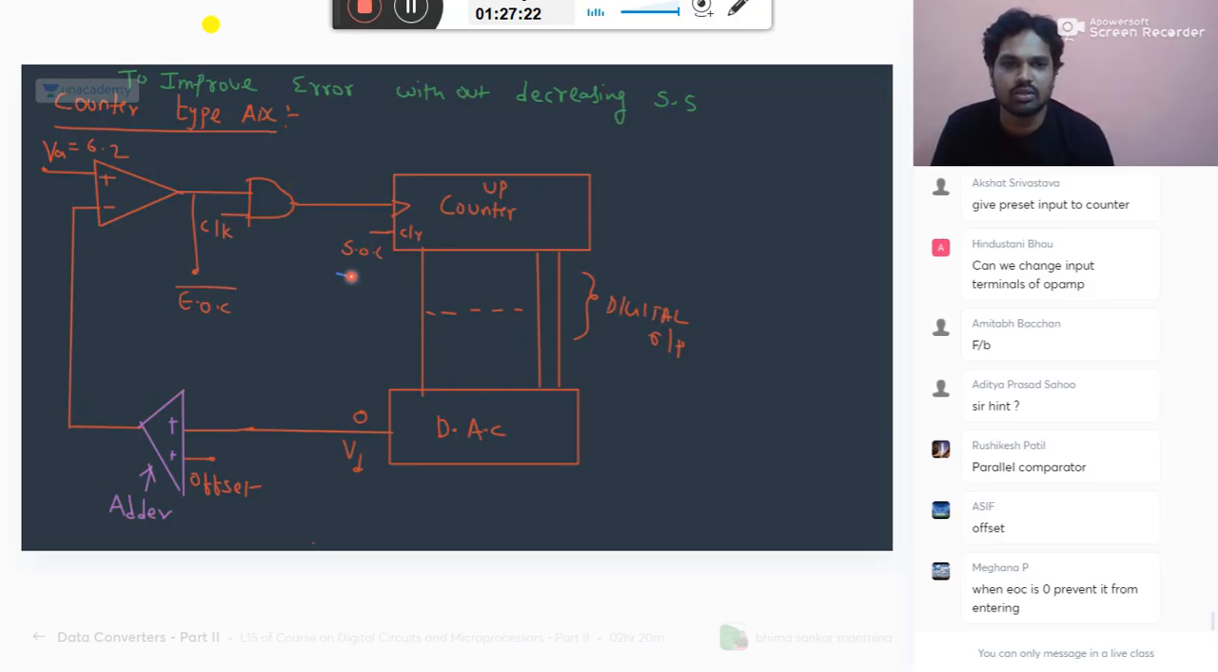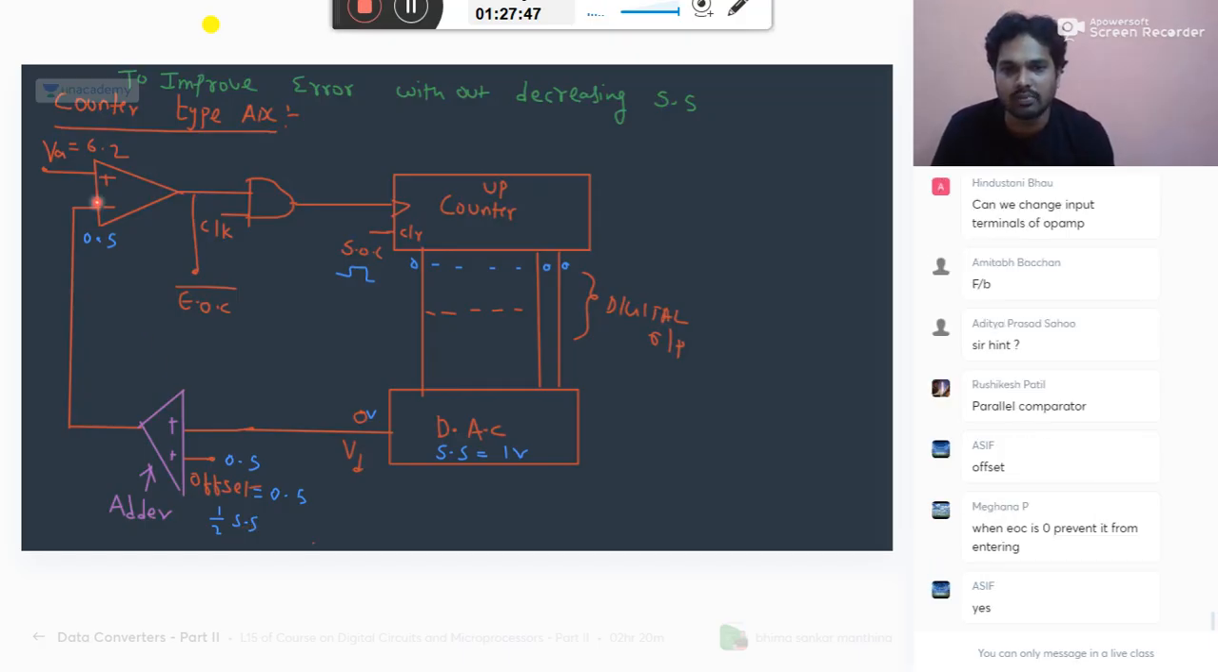You give SOC, it will make all zeros. Then you get 0 volts. So here I add some 0.5 volts. Step size is equal to 1 volt. So by default, for every value coming here, I'm adding 0.5 and giving it here. I don't compare with 0 at all. I compare with 0.5. That is half the step size. Now 6.2 and 0.5 you check it. What will you get? 1.